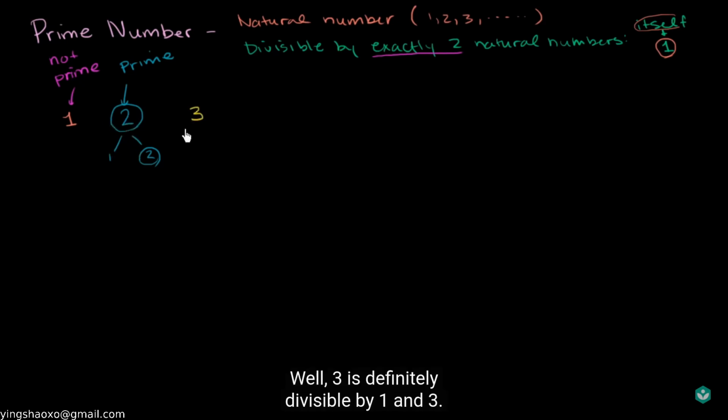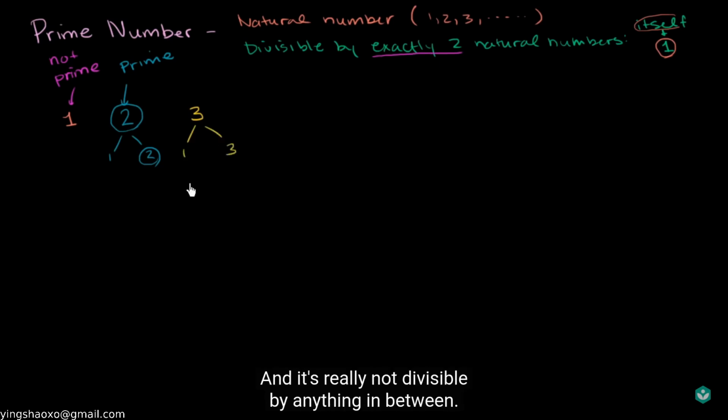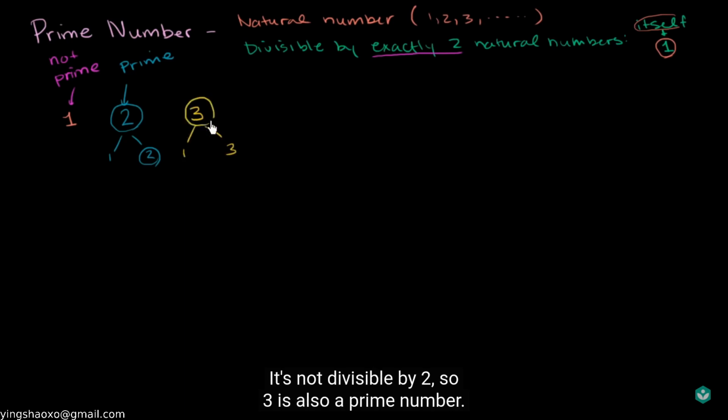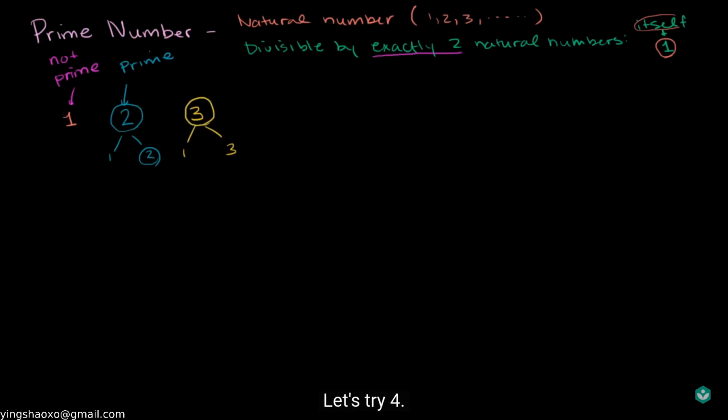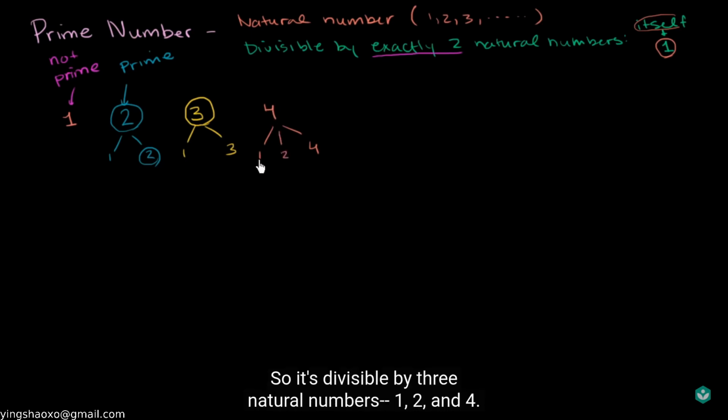Let's try out 3. 3 is definitely divisible by 1 and 3. And it's really not divisible by anything in between. It's not divisible by 2. So 3 is also a prime number. Let's try 4. 4 is definitely divisible by 1 and 4, but it's also divisible by 2. 2 times 2 is 4. So it's divisible by 3 natural numbers, 1, 2, and 4. So it does not meet our constraint for being prime.